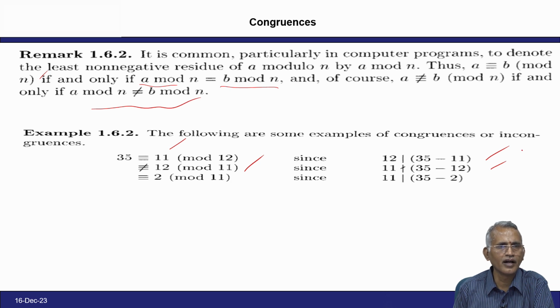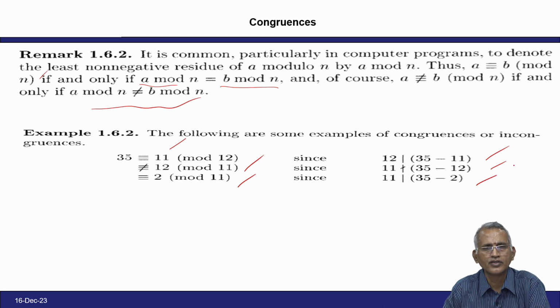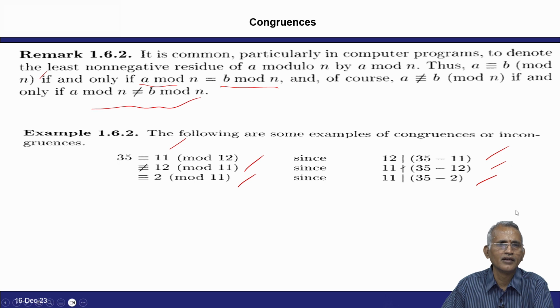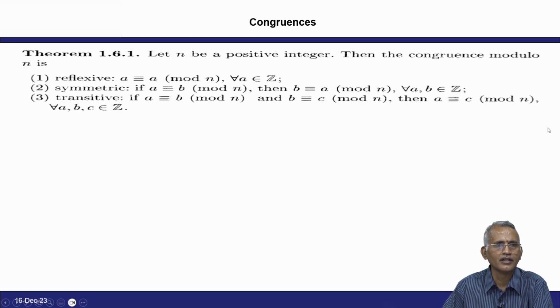Similarly, you take 35 and 2 under modulo 11, so that they are identical to one another, and subtract them. 35 minus 2, you check the remainder, and if it divides, then one is congruent to another. So, this way we can write one number in terms of another number using congruences, and we can write the corresponding expression. Now, we have a theorem.